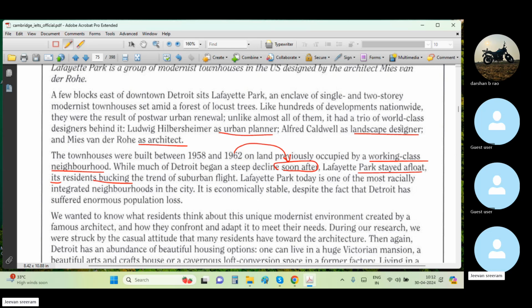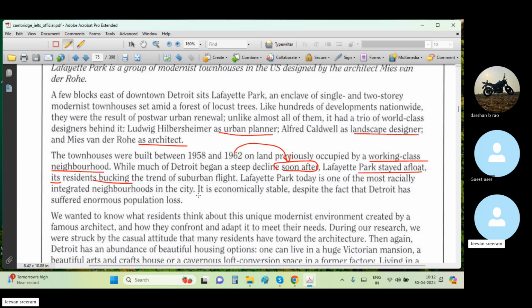So Lafayette Park today is one of the most racially integrated neighborhoods in the city. You can see a wide variety of people living there, right? Although the rest of Detroit was shrinking and people were migrating, the Lafayette Park people have not migrated. They oppose that particular trend of suburban flight. It was economically stable. Not only population-wise, but also economically, Lafayette Park was stable.